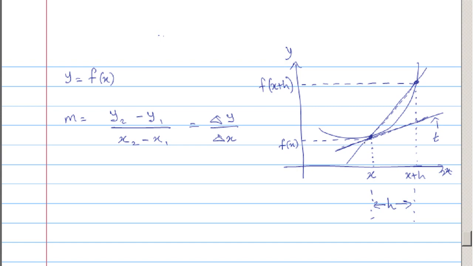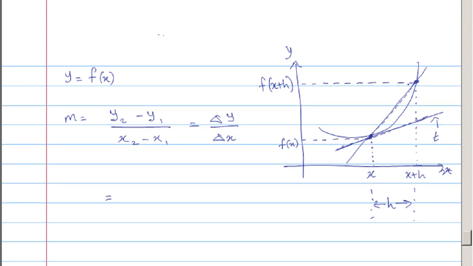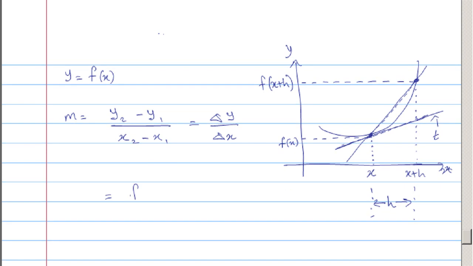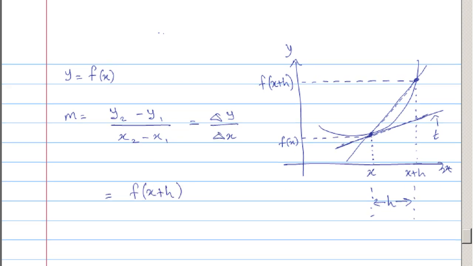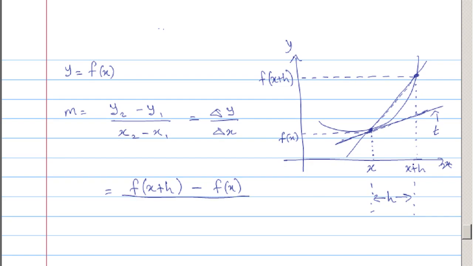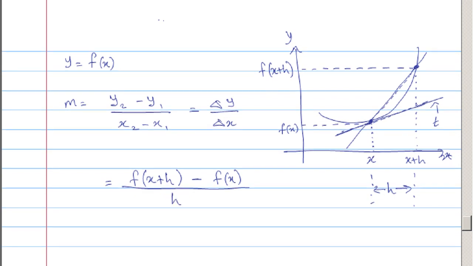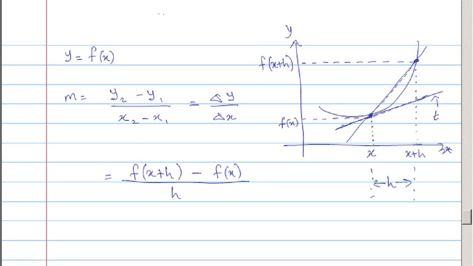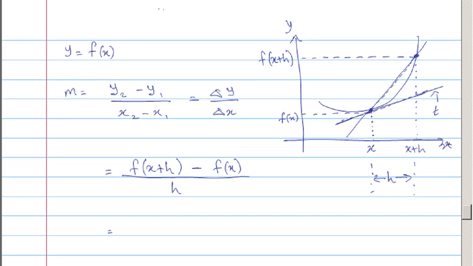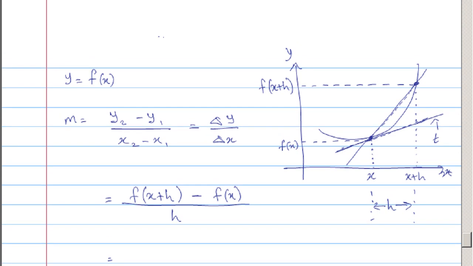Now the gradient of this line will be equal to y2 minus y1. Now y2 is equal to f(x plus h), that's the y coordinate at my second point, minus f(x), because that's the y coordinate of point 1. So y1 is equal to f(x), divided by the difference in x, or x2 minus x1. But I've taken that distance to be equal to h. So the change in x is equal to h. Okay, so this equation gives me the gradient of this chord here, but what I wanted was the gradient of the tangent line.